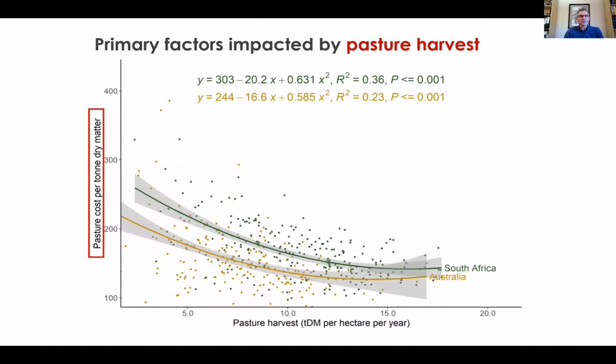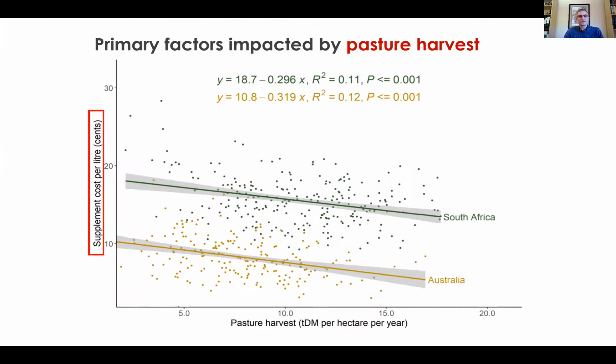This graph outlines the impact of pasture harvest on pasture cost per tonne dry matter. Once again, the two trends are similar and strong, with increasing pasture harvest contributing to a decrease in pasture cost per tonne dry matter. This graph outlines the impact of pasture harvest on supplement cost per litre. Again, the trends are similar and strong, with increasing pasture harvest contributing to a decrease in supplement cost per litre.